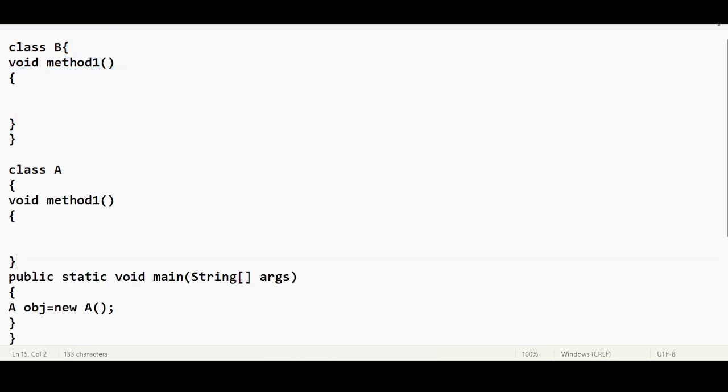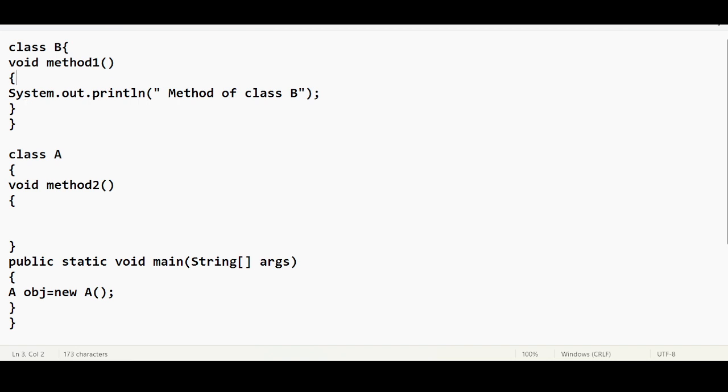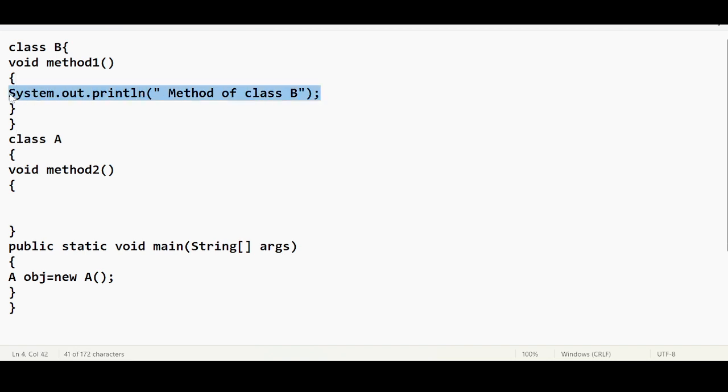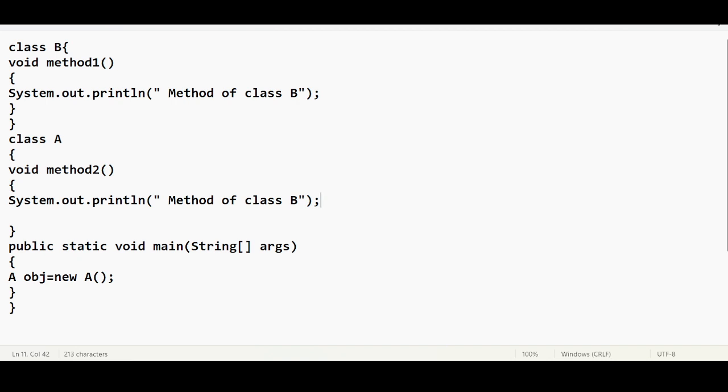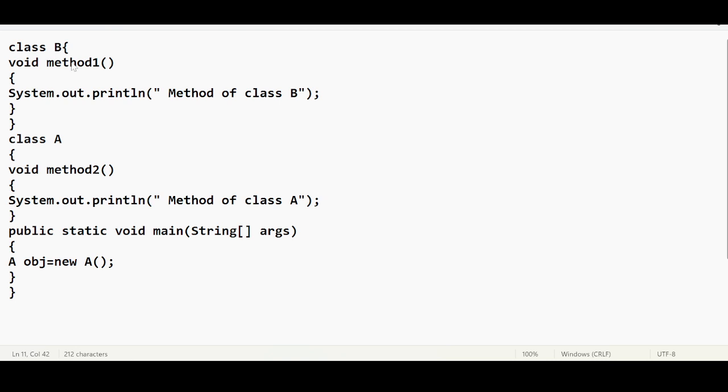Let me keep another method in class A. So in class A, I am taking the method as method2. System.out.println, method of class B. It's just a small println statement I am taking to understand the control flow, nothing else. This is not logic, just a println statement to understand whether the control is going there or not. Method of class A. I have two classes, method1 and method2. But method1 is placed in class B, and method2 is placed in class A.